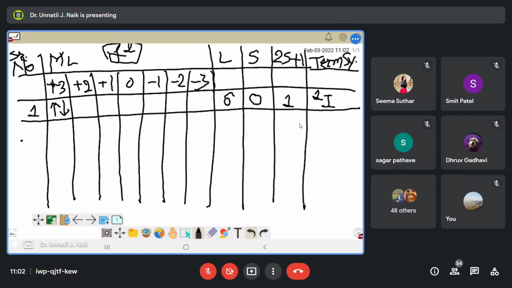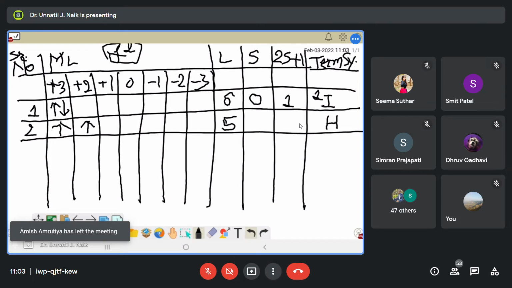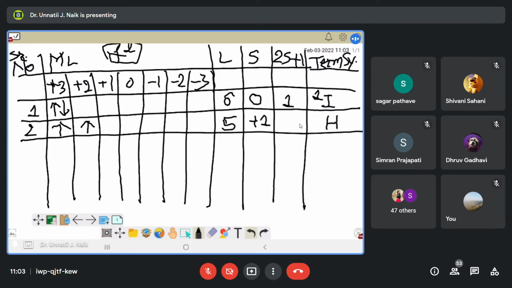Now, for example, the second microstate I am considering, where I am representing one electron here up, one electron here in up direction. Now, what is the value of L? 5. So, according to 5, your term's first symbol will be H, because if you start with 6, 5, 4, 3, then it will be H. Now, S value equal to what? S equal to plus 1. 2S plus 1 equal to 3, and your term symbol is 3H.